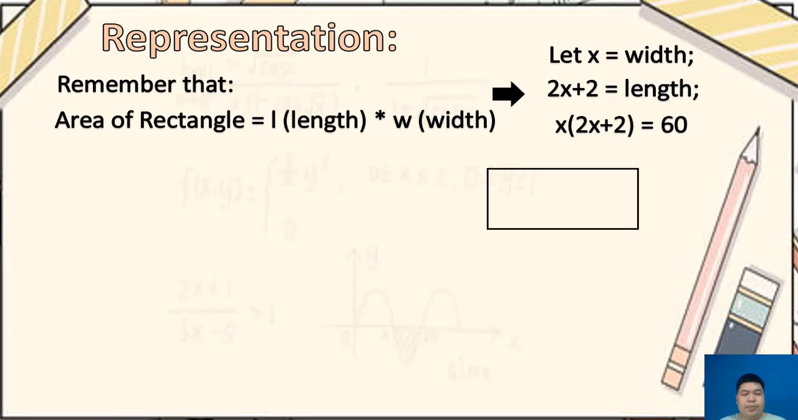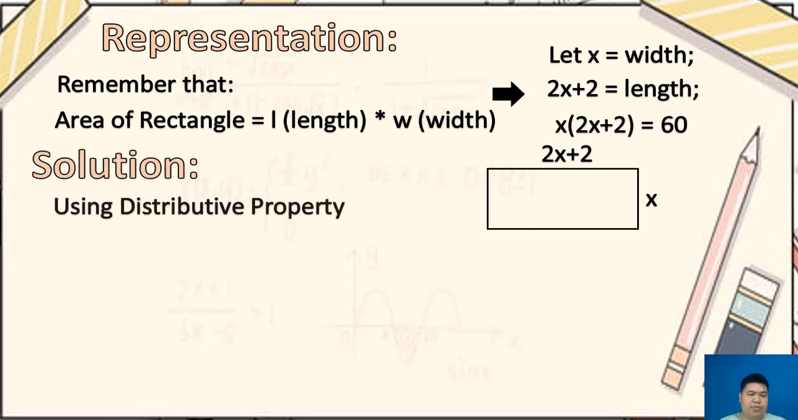The next step, this will be the representation or the illustration of the given. So, 2x plus 2 is our length, then x will be our width. Now, let's try to solve for the length and the width.